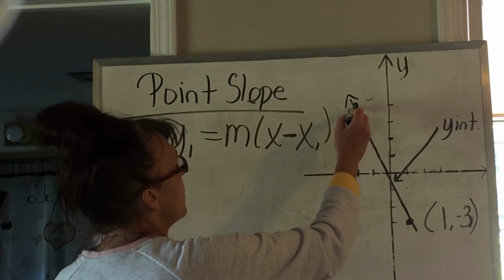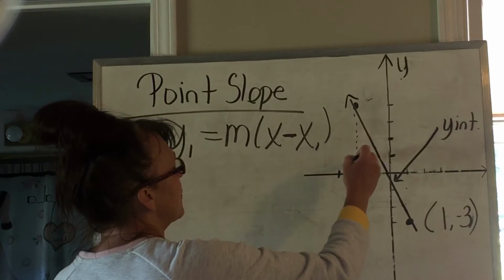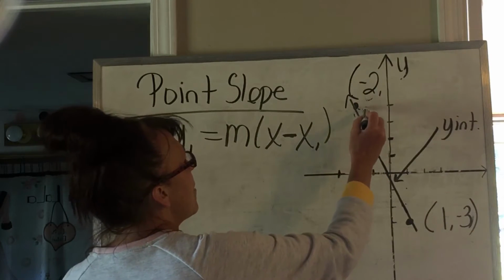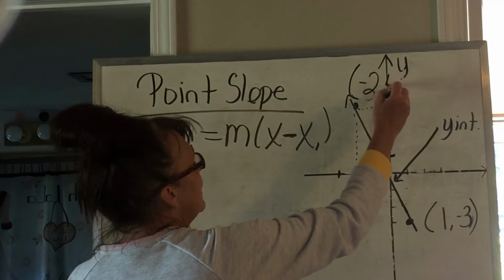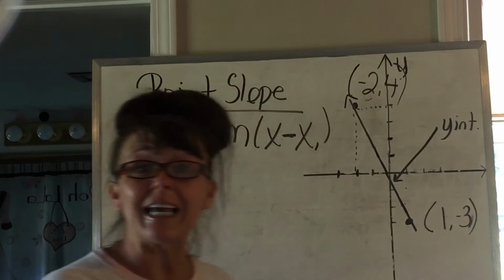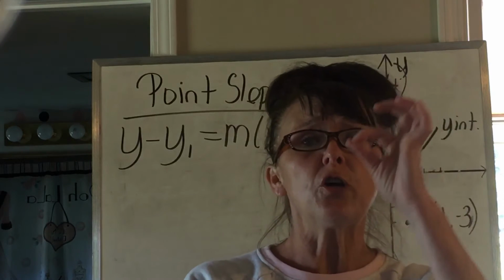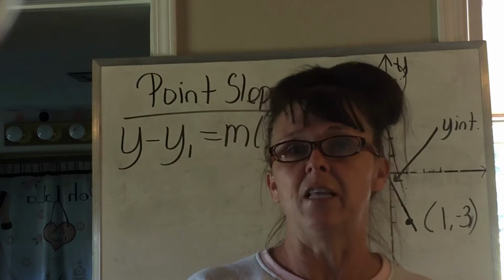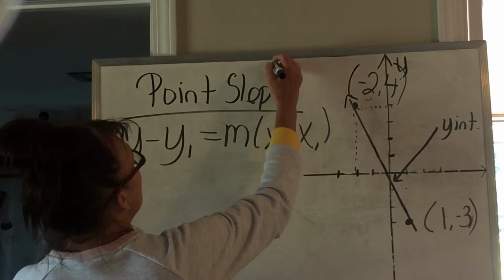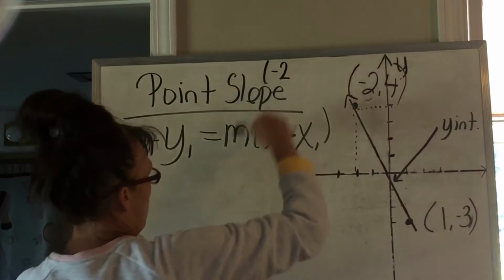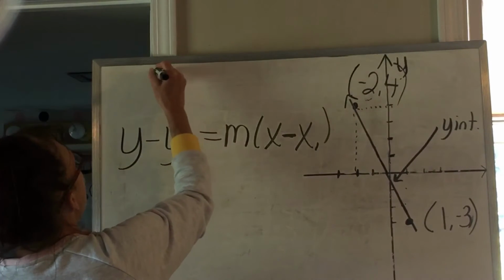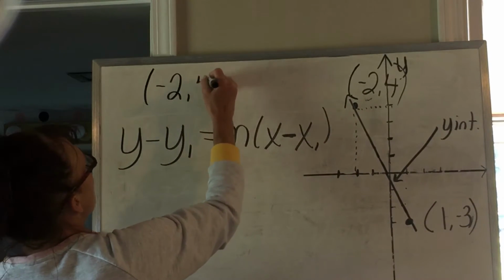So if you're reading this point, you're going to read off the x-axis first. That lines up with negative 2. Read off the y-axis. That lines up with 4. So I'm going to just use one of those points, and it doesn't matter which one. You could use any point that lands on the line, and it would work. My point that I'm going to use, I think I'm going to use this negative 2, 4. Let me erase some of this already so we can make a little bit more room. My point is negative 2, 4.